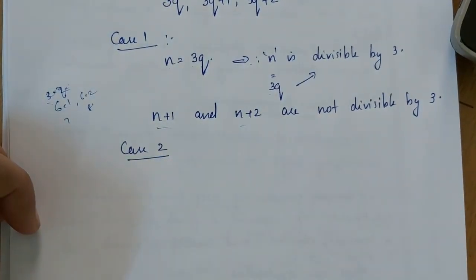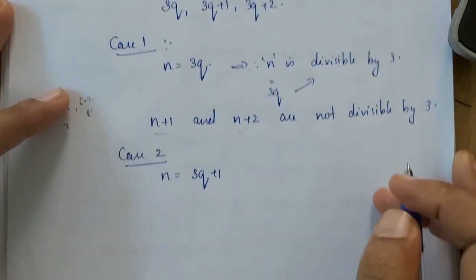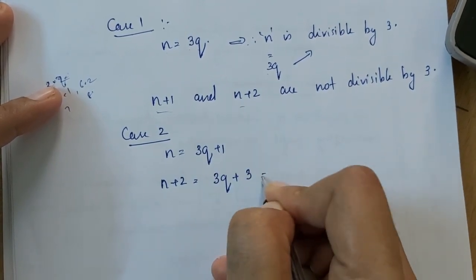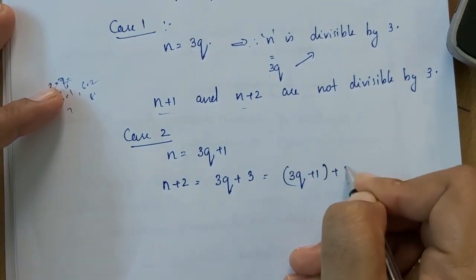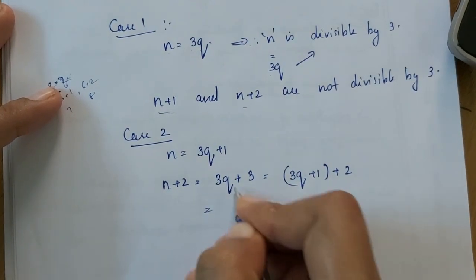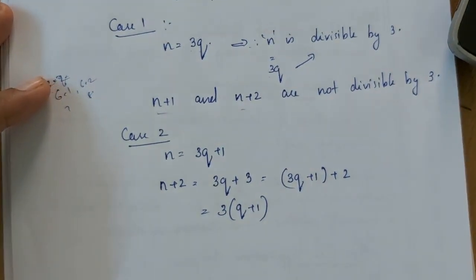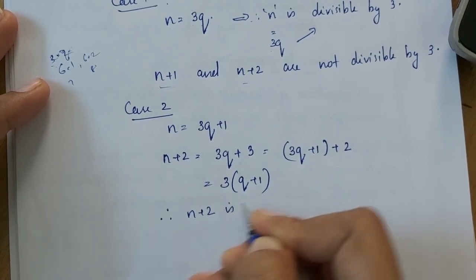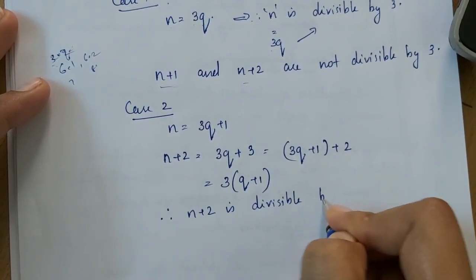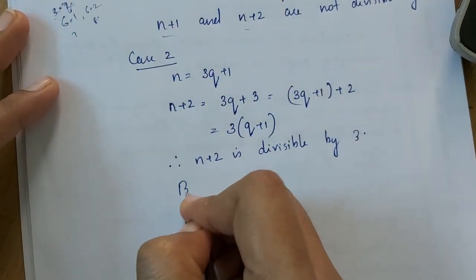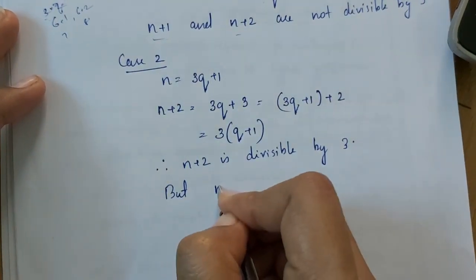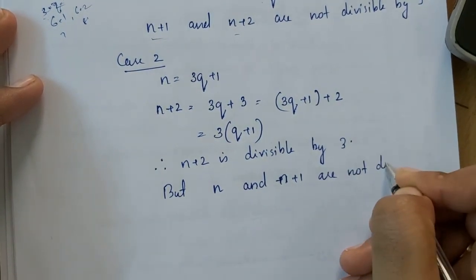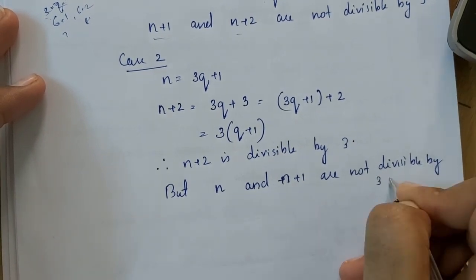Next, case 2. Take n is equal to 3q plus 1. Then n plus 2 is equal to 3q plus 3, which is equal to 3q plus 1 plus 2. So we can rewrite it as 3 into q plus 1. Then it is also divisible by 3. So n plus 2 is divisible by 3. But if n plus 2 is divisible by 3, then n and n plus 1 are not divisible by 3.